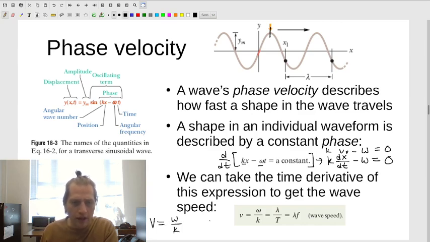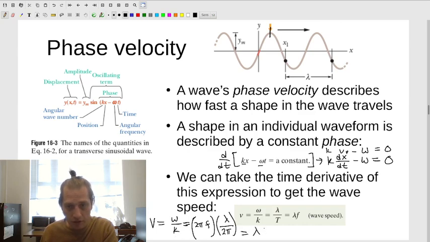Okay, but that doesn't look super familiar to me. How do I get that to look like the expression I already know from middle school, that it's the wavelength times the frequency? Well, I would put in the expression for omega, so that would be 2 pi times the frequency. And I would put in my expression for k. k is 2 pi over the wavelength. So 1 over k would be the wavelength on top and 2 pi on the bottom. And this is just the wavelength times the frequency, as we knew.